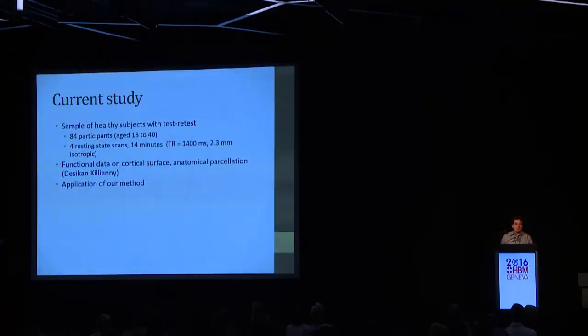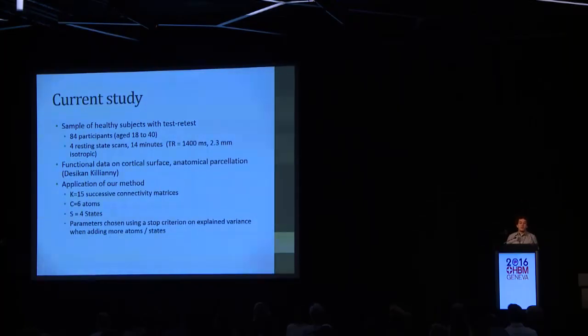So I'm going to present some data that we have run on a sample of healthy subjects with 4 resting state scans. So it's a test-retest with 84 participants. And the data was projected on the cortical surface, and then parcellated with an anatomical parcellation. And we applied our method with the following parameters.